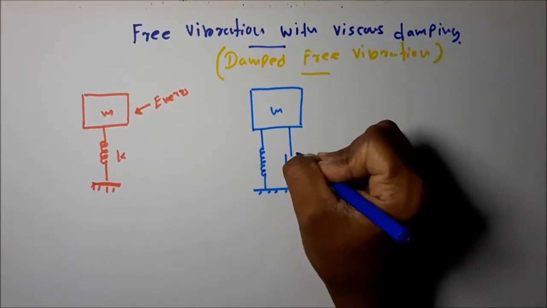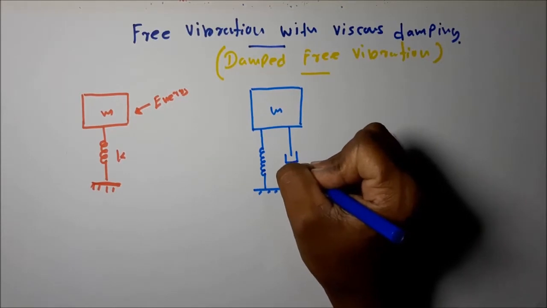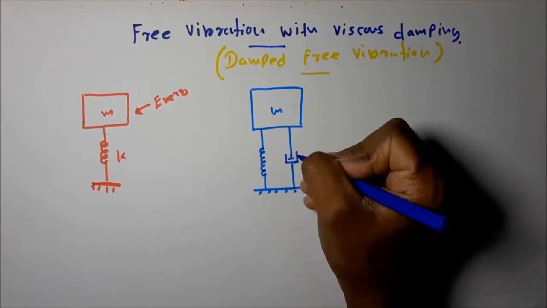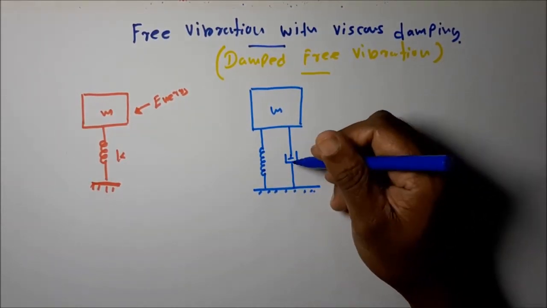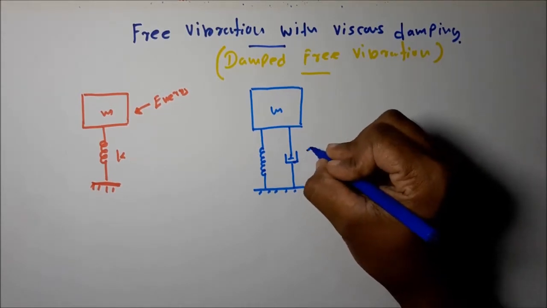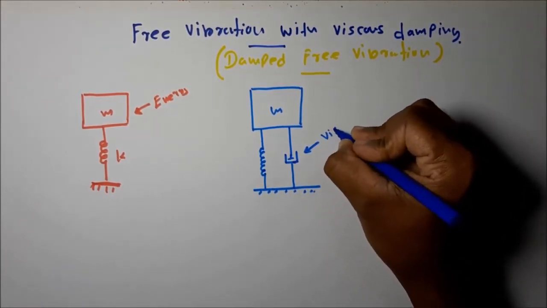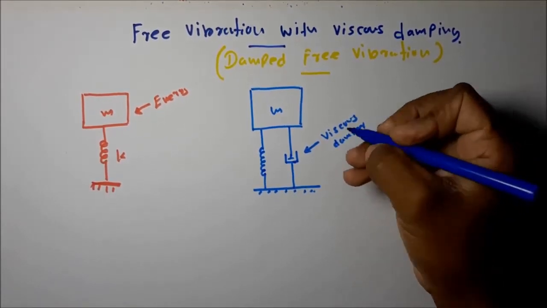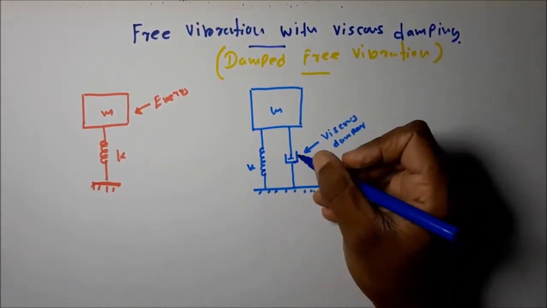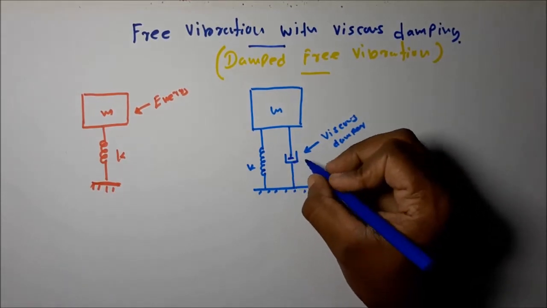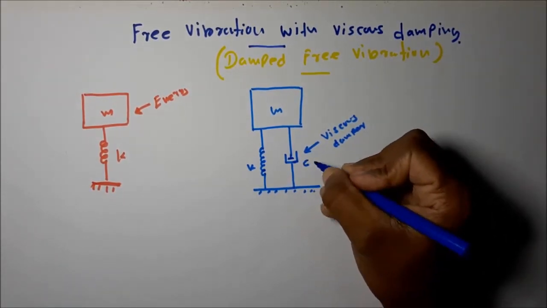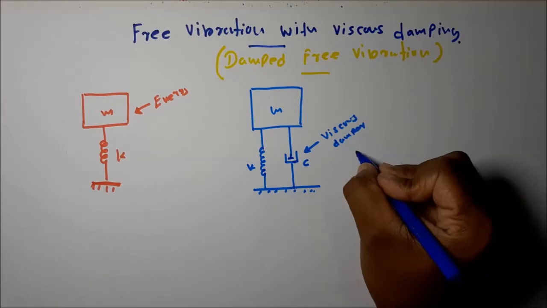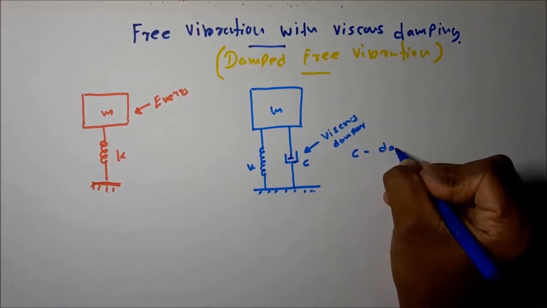This is how we represent the viscous damping dashpot. This is called the dashpot. The viscous damper we represent like this. This is the K spring. The amount of damping is represented by the coefficient C, called the damping coefficient. C is called the damping coefficient.